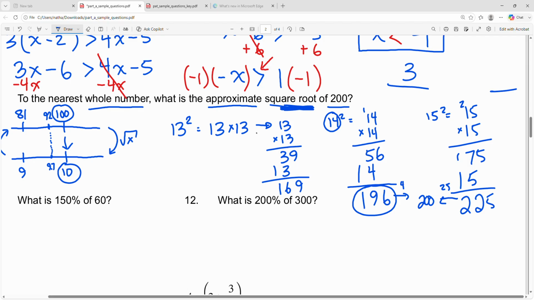So here's our number line. We're going to write that in, 14. That's our final answer. That is a whole number. It's a square root that approximates the square root of 200.